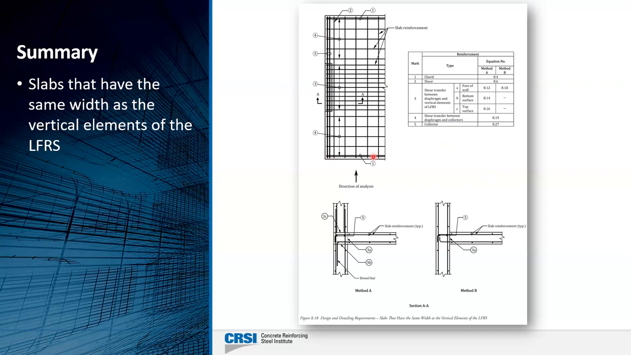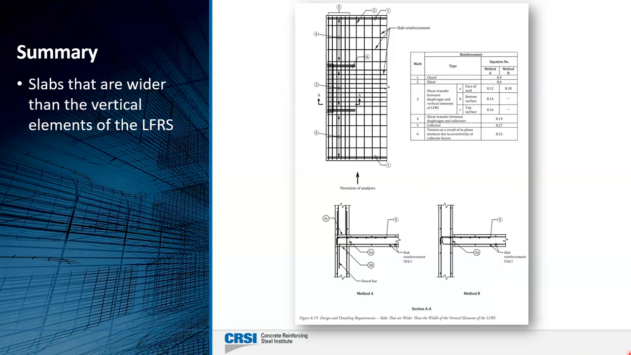So that illustrates on the partial plan all of the necessary reinforcement you need for the diaphragm due to transfer of the lateral force. You can look here at the different sections, method A and method B, and these indicate what those different bars are as well for all of the different cases. This is when the slab is the same width as the vertical element.